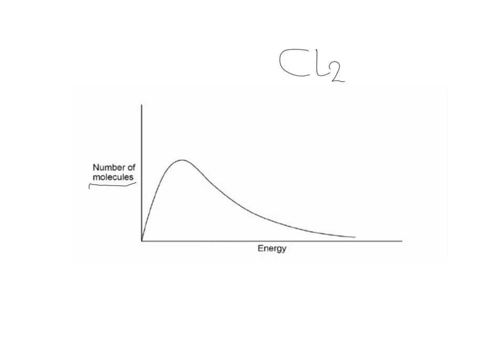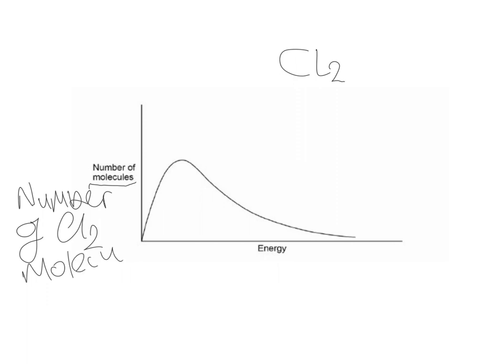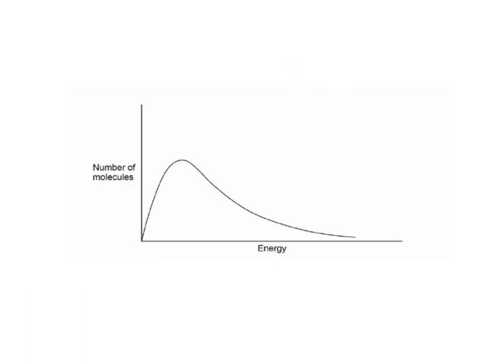So rather than just say the number of molecules, we'd have to say the number of Cl2 molecules. The number of whichever particles, okay? You need to be aware that you need to be that specific when you're talking about what's on the y-axis. So it's very important, okay? And just to remind you, never crosses the y-axis.